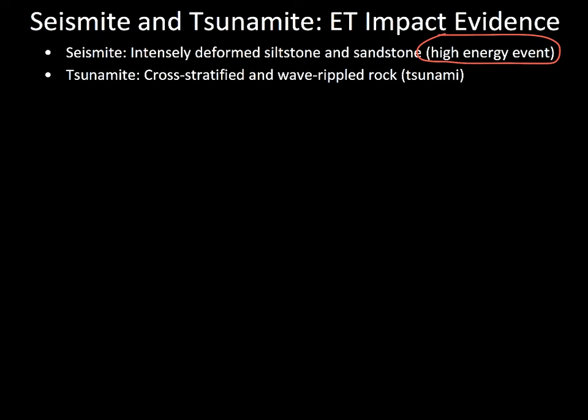Tsunamite would be wave-rippled rock. You can think of it as a very, very intense, exaggerated version of the ripple marks in the limestone that we saw at McKinney Falls, indicating a very violent wave-style event. So that's what seismite and tsunamite are. Evidence of large-scale, high-energy events. And volcanism can't really create seismite and tsunamite.